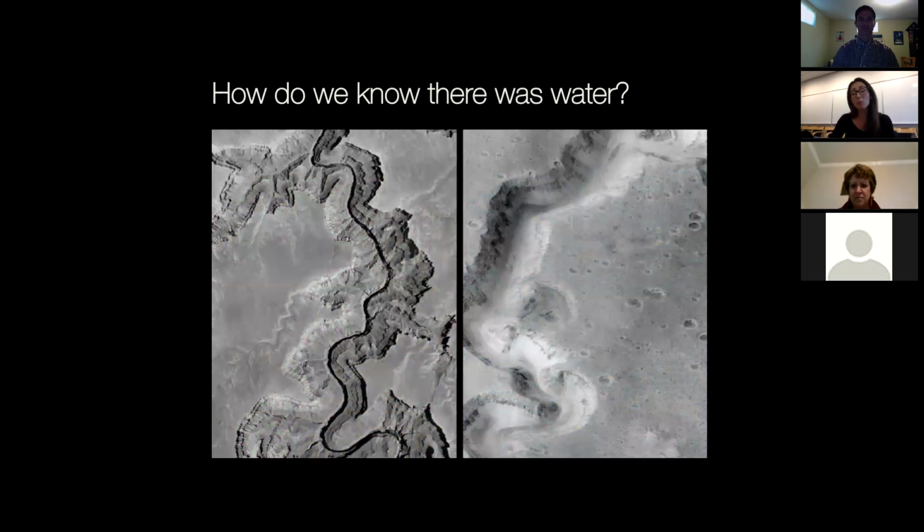So how do we know there was water in the first place? We certainly know there was water here on Earth. But what you're looking at, I don't know if anybody recognizes these, but on the left, you're seeing Arizona's Grand Canyon, and that's the Colorado cutting through the canyon. And on the right, you're seeing the Nenadi Vallis. That's where we think a very similar river of water was flowing through and creating that sort of geomorphic feature. And that's on Mars.